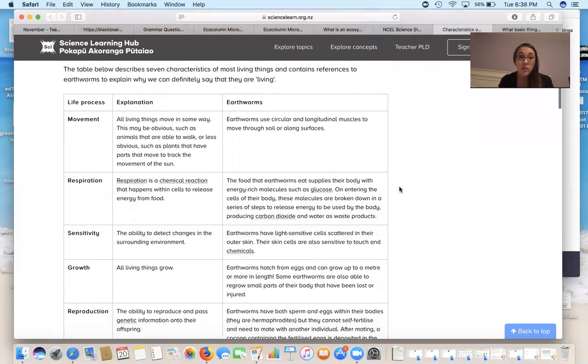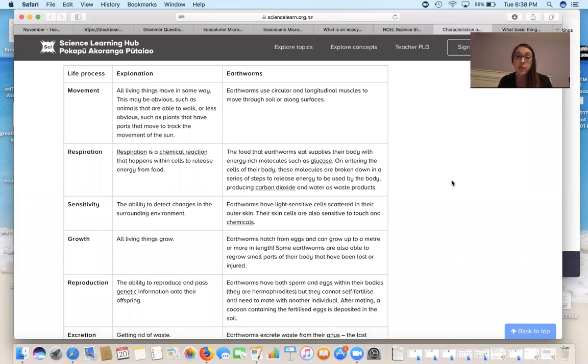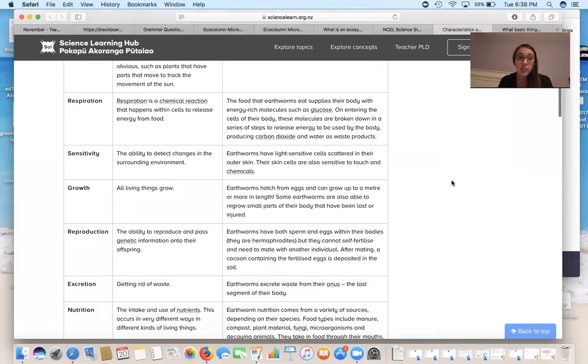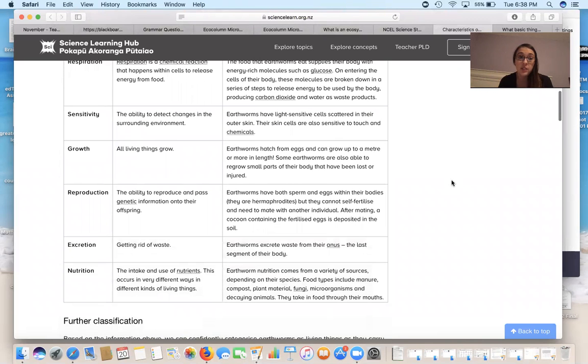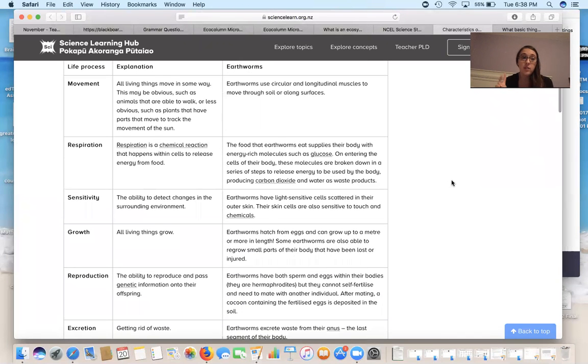Okay, so this is one of our resources, and there is the first life process or characteristic scientists use to determine if it is a living thing: movement. Does it move? Okay, all living things move in some way. This may be obvious, such as animals walking, or less obvious, such as plants that have parts that move to track the movement of the sun. So movement is your first one. Okay, this is a characteristic. Respiration is the second one. Respiration is a chemical reaction that happens within cells to release energy from food. So that's the second one. The third one is sensitivity, the ability to detect changes in the surrounding environment. Okay, so we have movement, respiration, sensitivity.